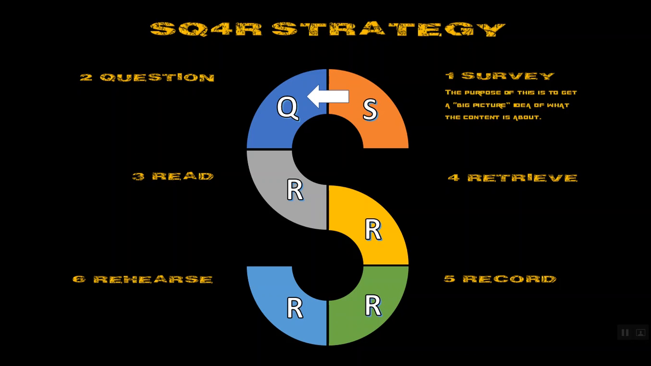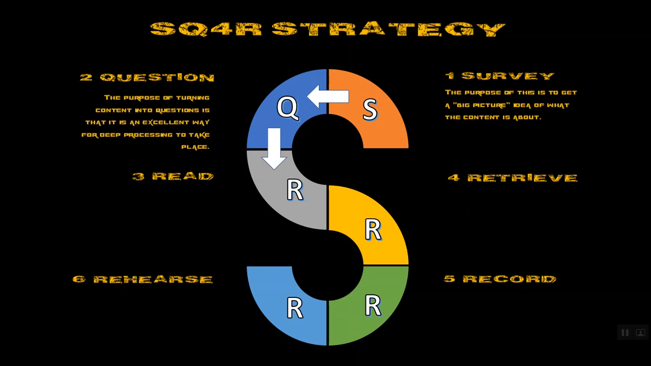Then we move over to questioning. The purpose of questioning is turning the content into questions. That is an excellent way for deep processing to take place, and we are curious by nature. So the moment we start asking questions about the content, we read specifically for the answers to those questions.